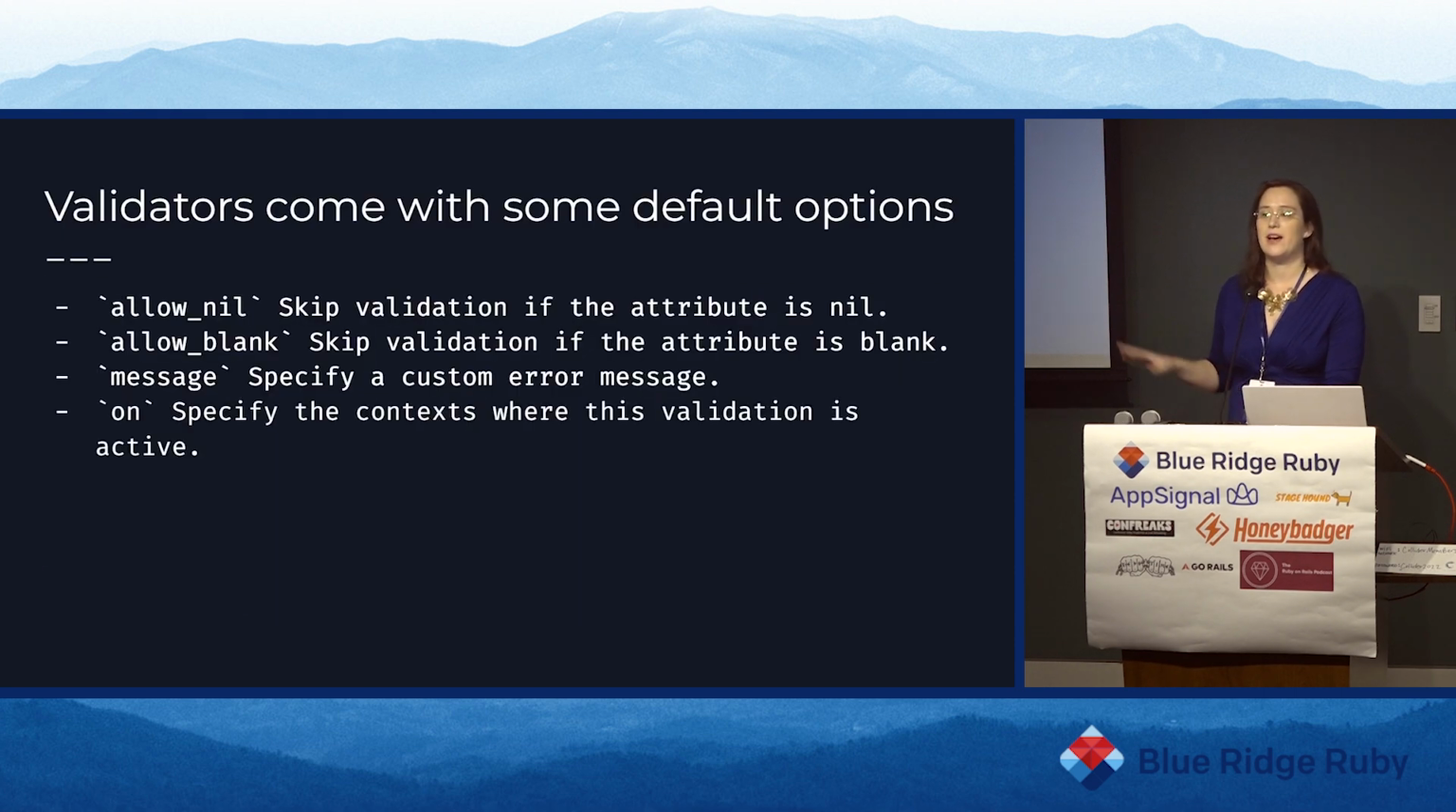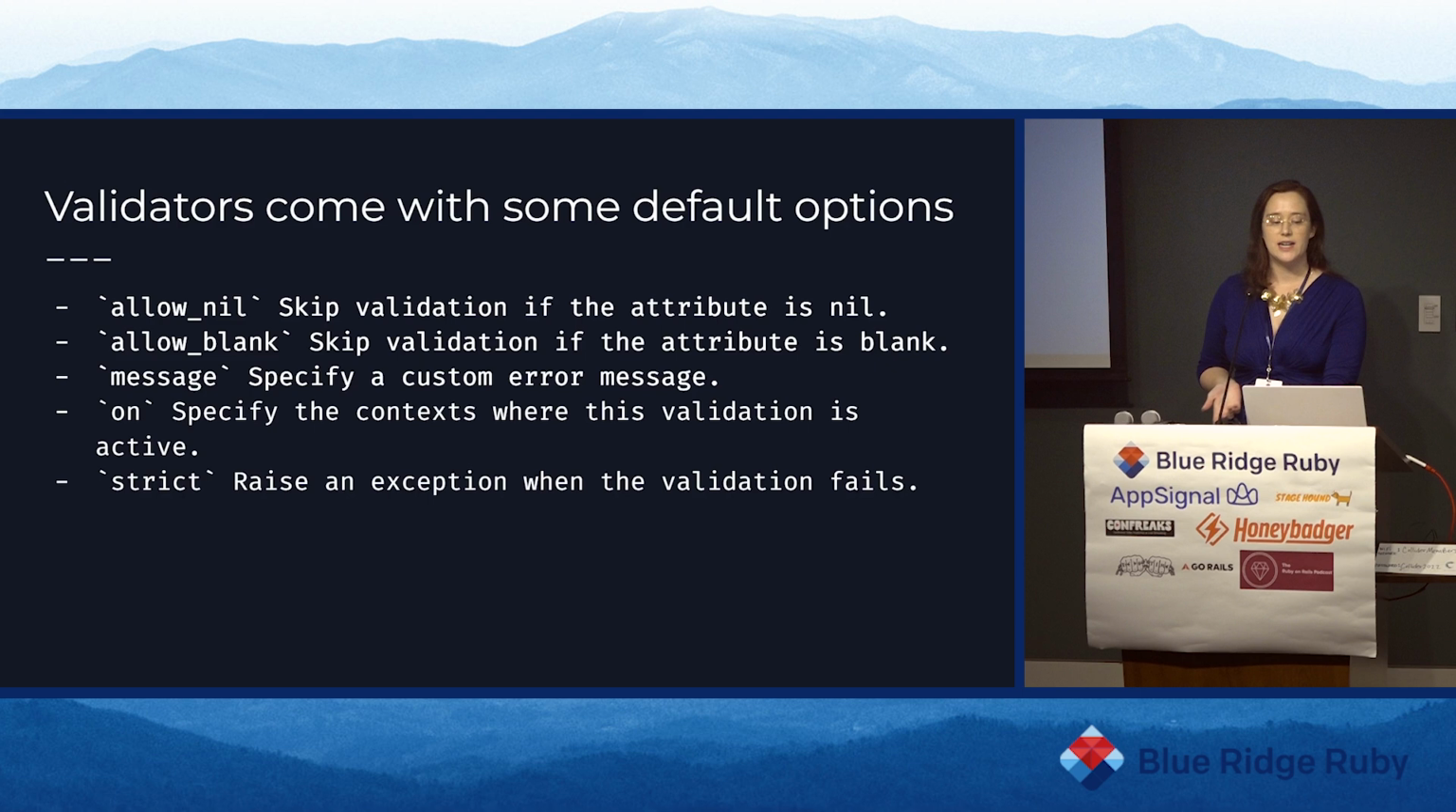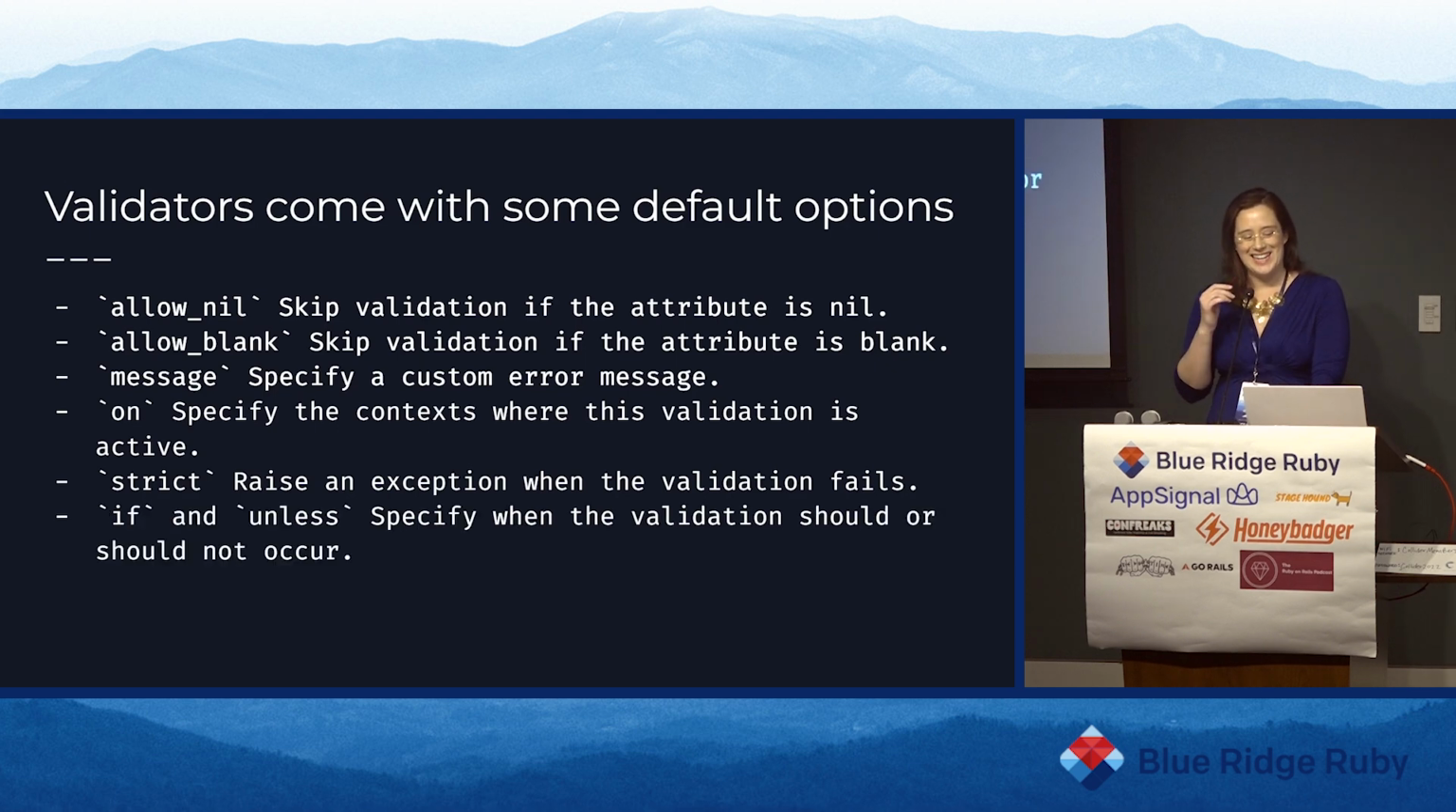In addition to this, we have on. This can be create or update. We have strict, which is going to raise an exception when the validation fails. We have if and unless. So this is going to specify when the validation should or should not occur, and it's going to specify that based on a custom method that you can write in Ruby and basically can do whatever you want.